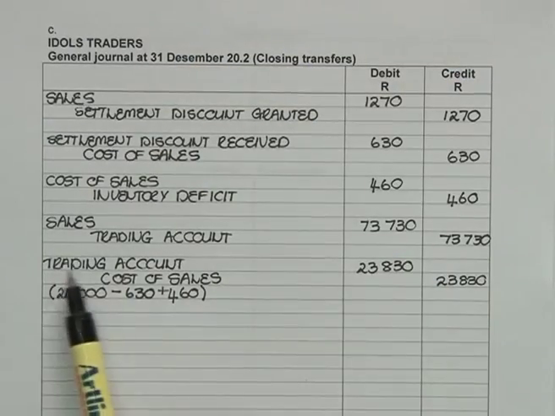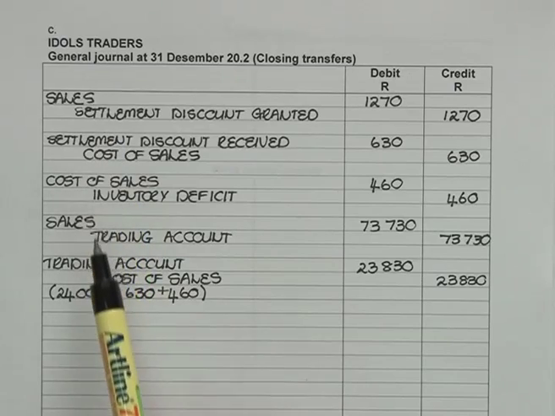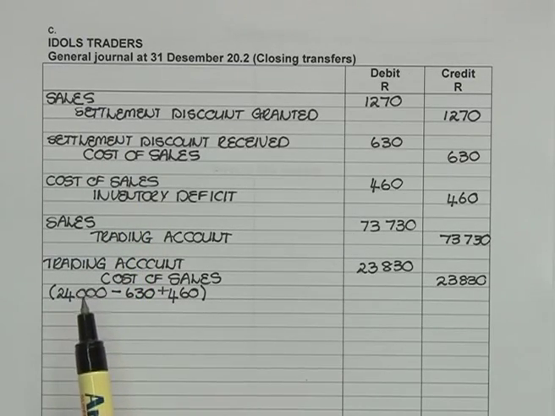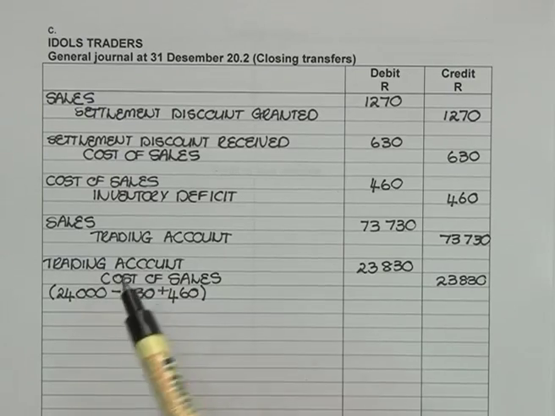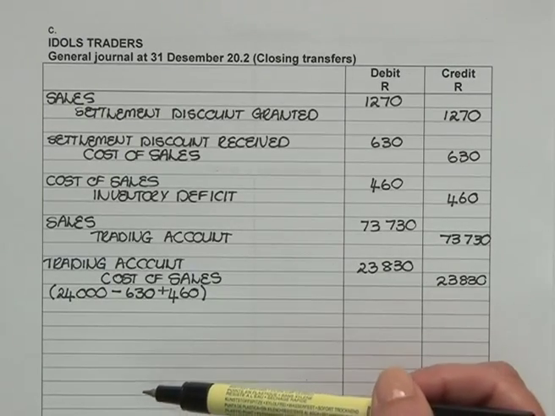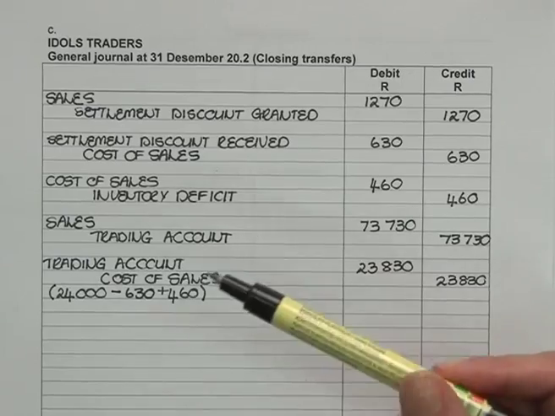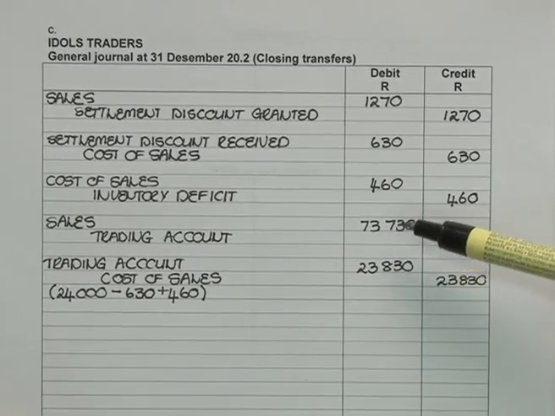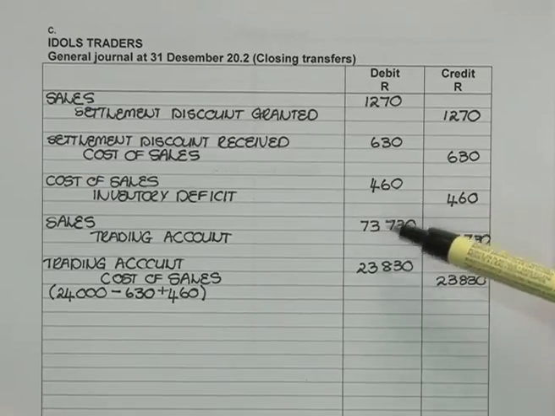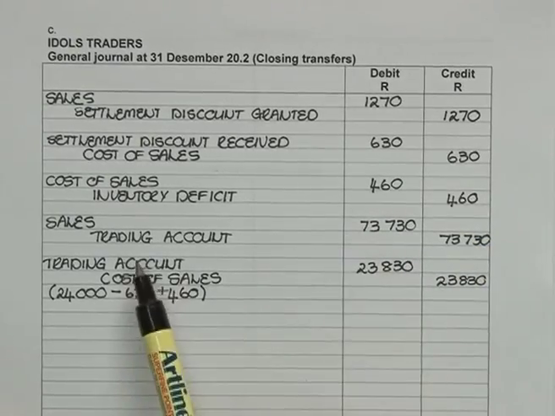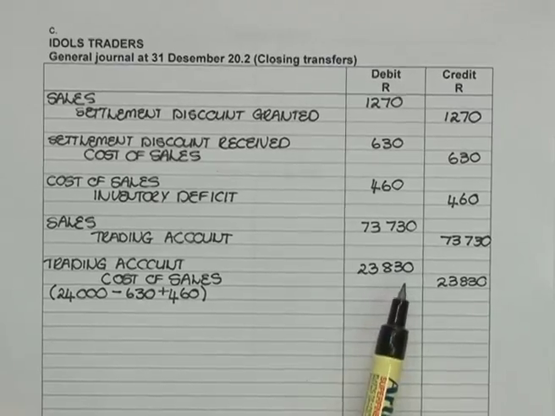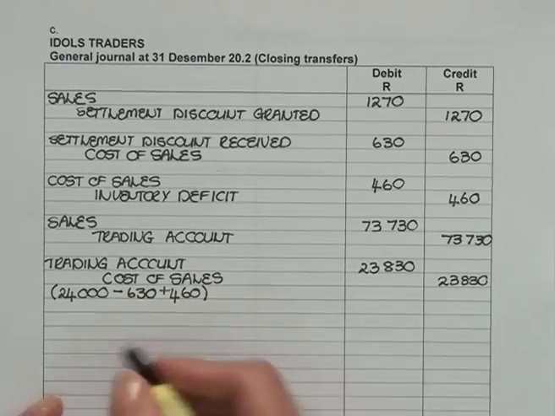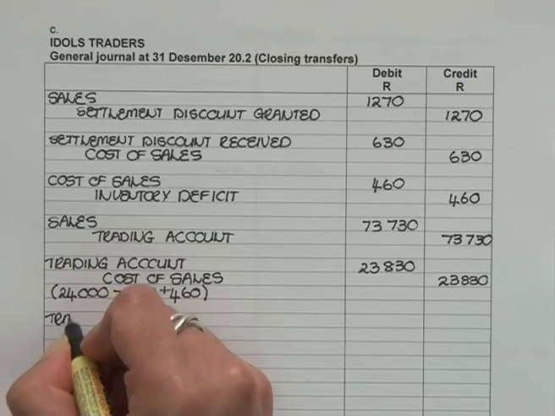Okay, we prepared the trading account, closed off sales and cost of sales to enable us to calculate the gross profit. Now that gross profit will be the starting point in my next temporary account, which is the profit or loss account. So I will now have to close off my trading account, and the trading account at this point has got a credit of 73,730, and a debit of 23,830. So my balancing amount in the trading account will be on the debit side. Therefore, I debit my trading account.